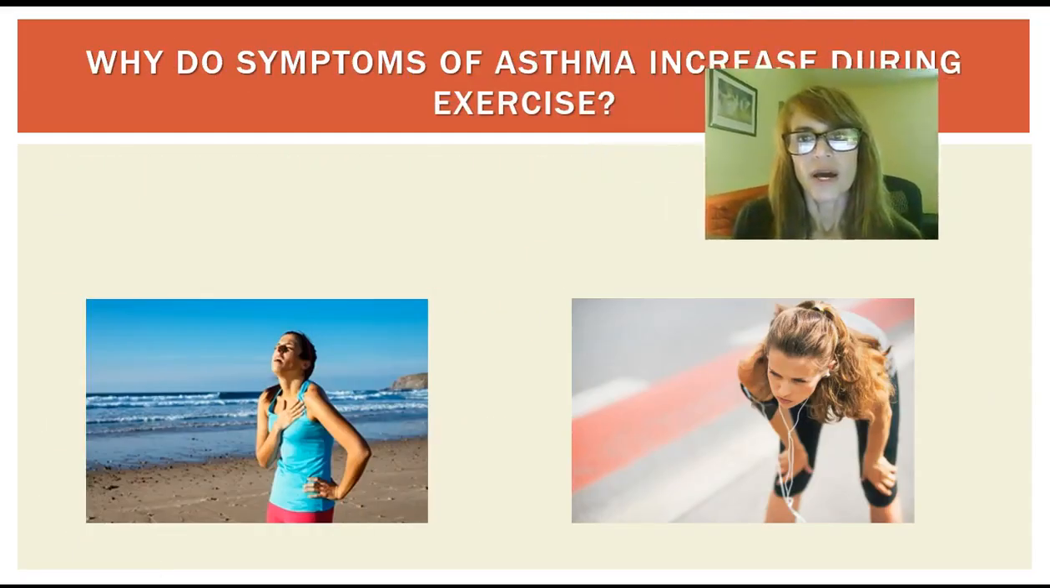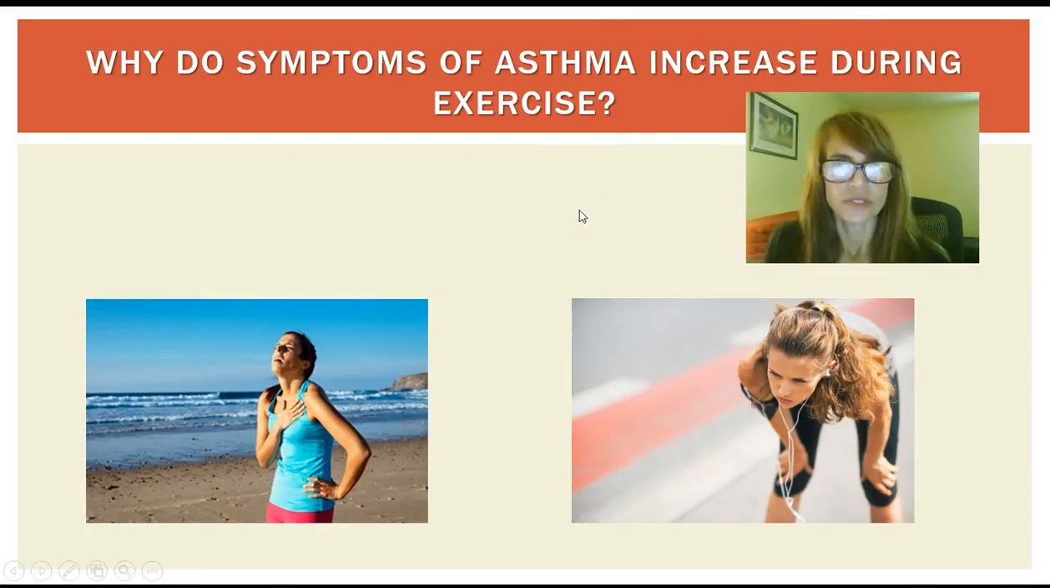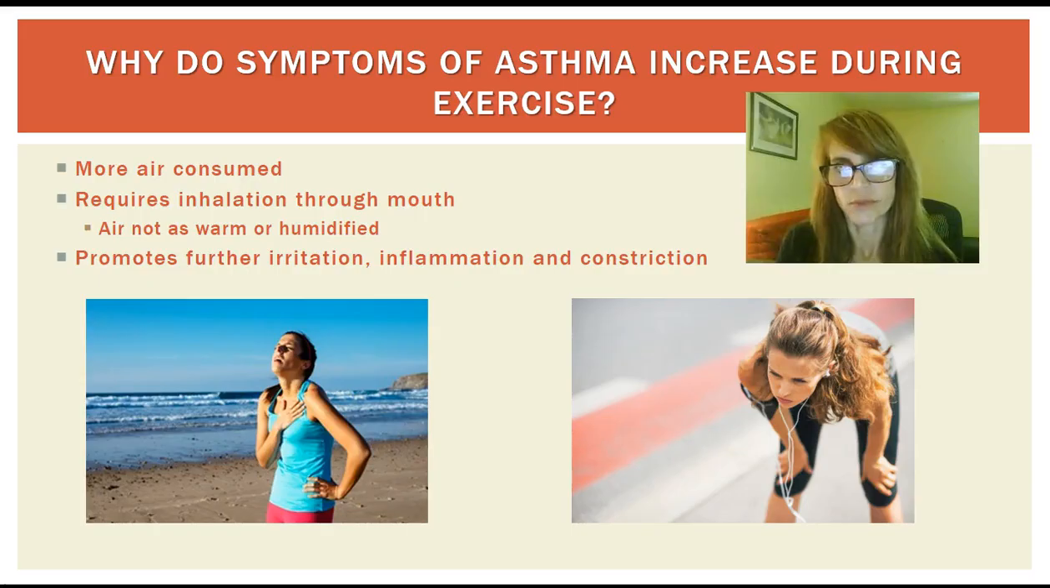So why is it that the symptoms of asthma increase during exercise? What happens? If you understand what happens during exercise, as intensity increases, you also increase your breathing rate, so more air is consumed. In order to do that efficiently, you have to breathe through the mouth, and the mouth does not warm the air and doesn't humidify it like the nose does. So for folks with asthma, this may lead to further irritation, and irritation leads to inflammation. Inflammation leads to constriction, and voila, you have an exercise-induced bronchospasm. So that's how it happens.